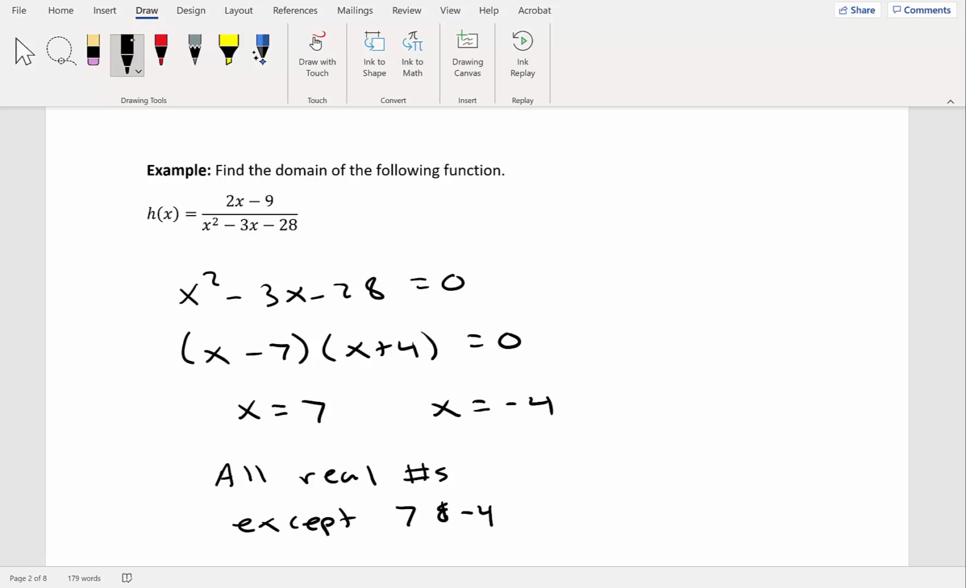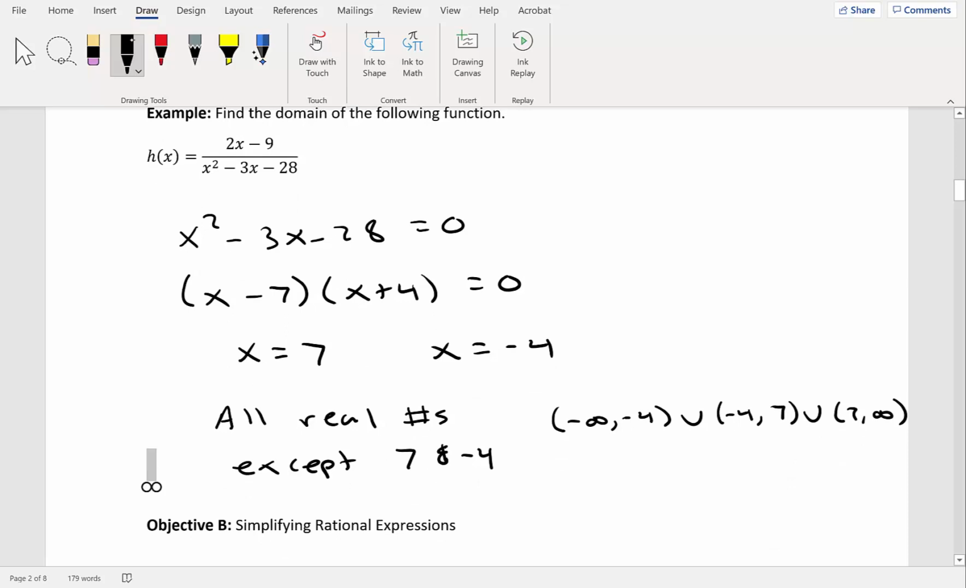Writing this in interval notation, this would be from -infinity to -4, union -4 to 7, union 7 to infinity. And that's the domain of our function. So everything except 7 and -4.